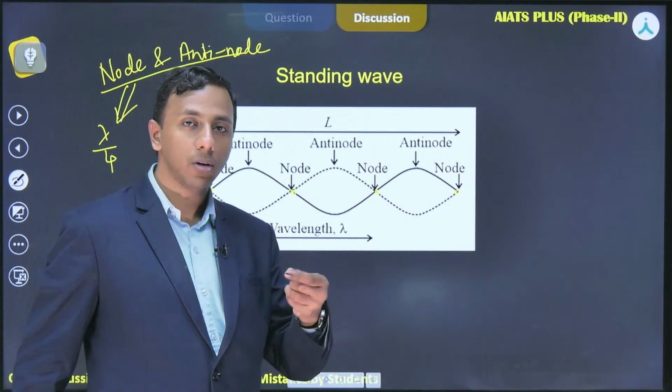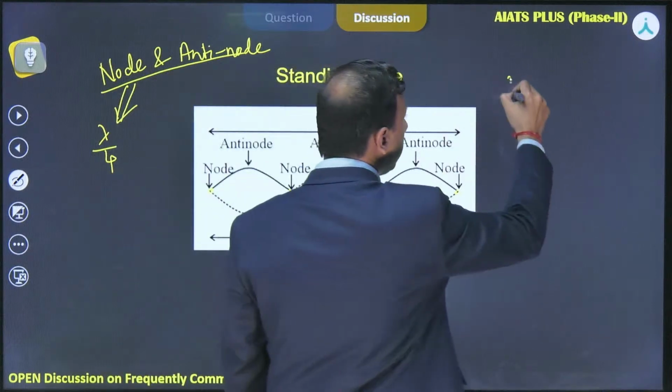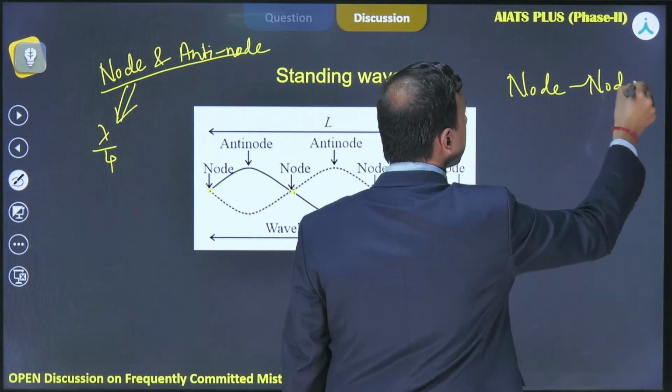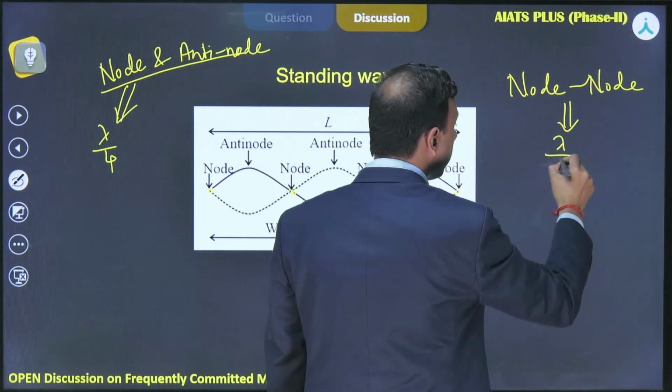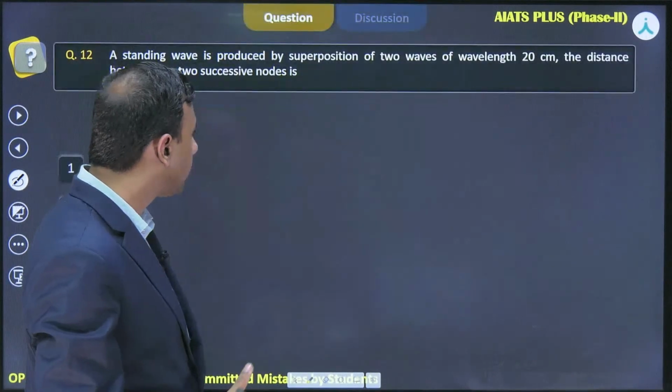And that x would be equal to how much? 2x equal to lambda. X would become, let me write over here, node and node, okay? 2x equal to lambda. So that distance would be equal to lambda by 2. All right.